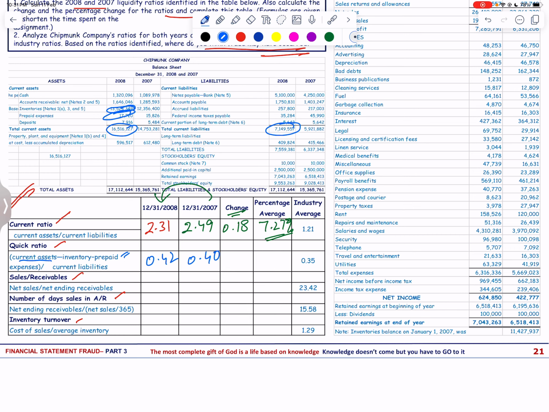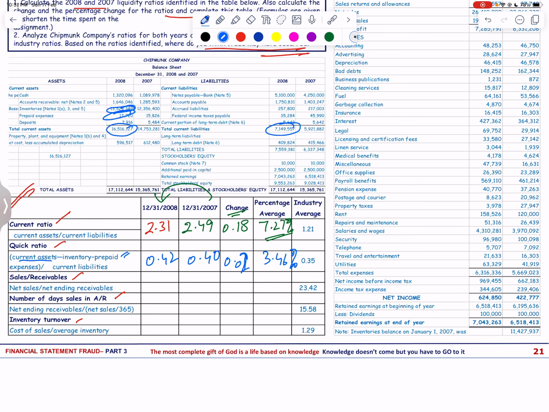So the change is a meager 0.02. So the change and the percentage change is about 3.46%.